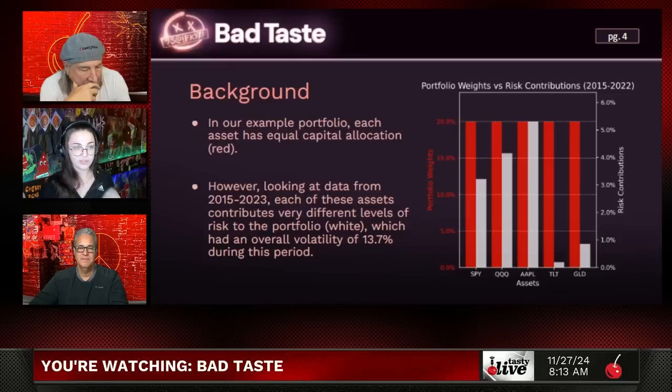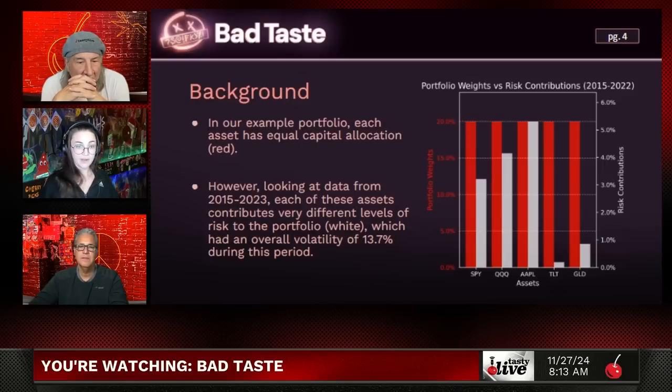The total portfolio volatility is 13.7%. The risk contribution of Apple is about 5%. So a lot of that's coming from Apple, and then a good amount coming from NASDAQ, a good amount coming from SPY, and then very little coming from TLT and gold, which is, again, expected.